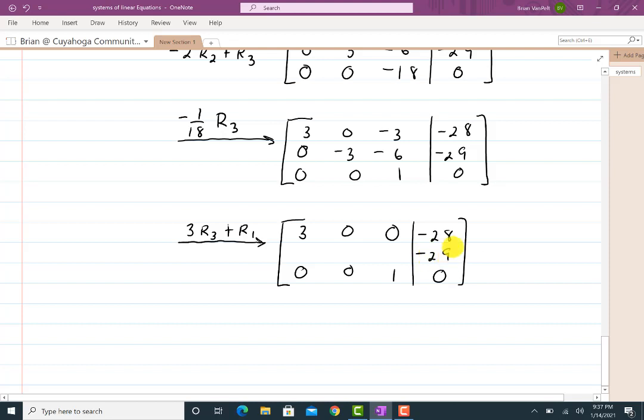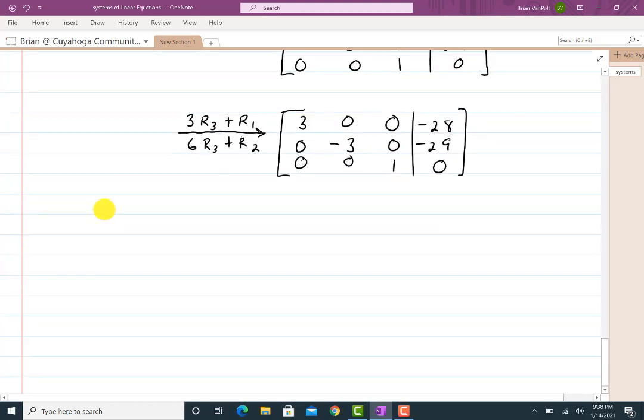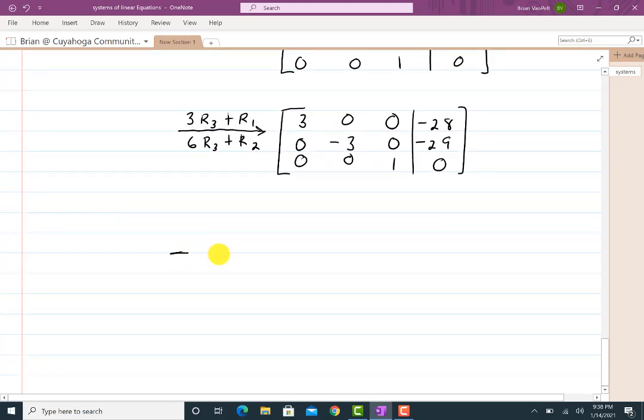Now, this time I want to multiply by positive 6 to wipe that entry out. So I'll take 6R3 plus R2. And once again, that 0 here doesn't do anything to this 0 at the bottom. This 0 here doesn't do anything here. But 6 times 1 is 6. That wipes that out. And I've almost got the diagonal that I want. The very last step is to multiply by what you need to get 1s.